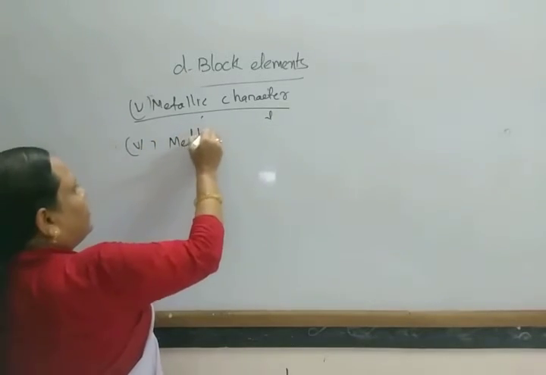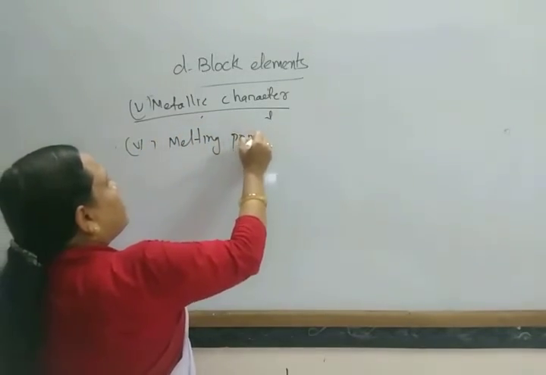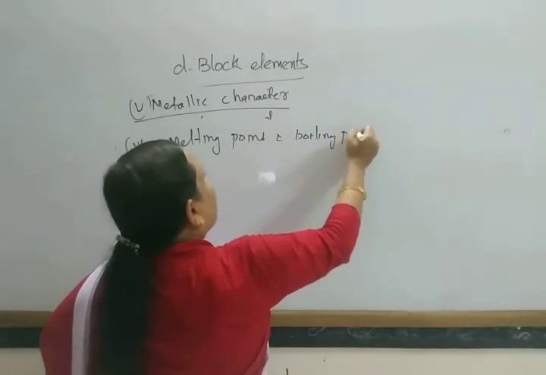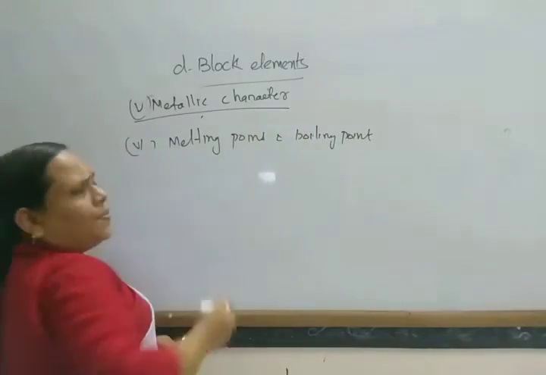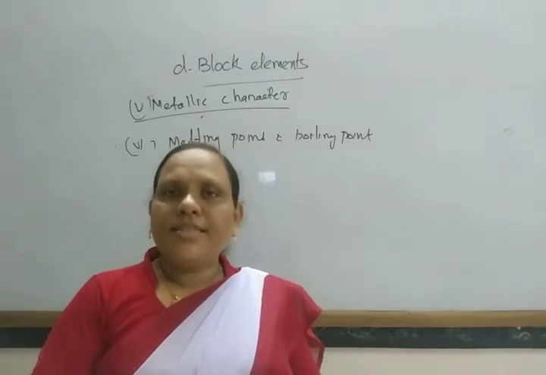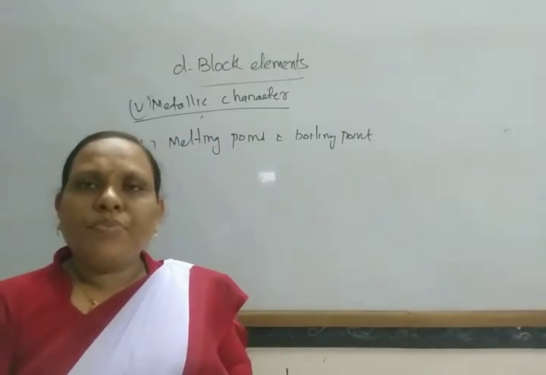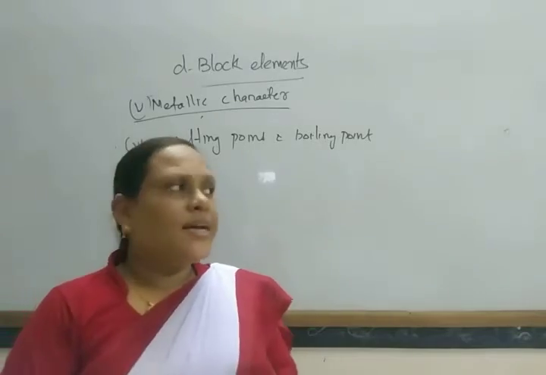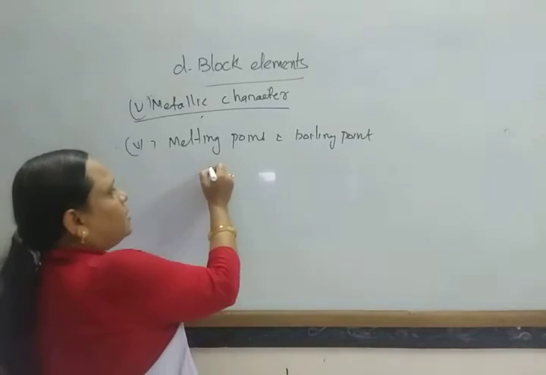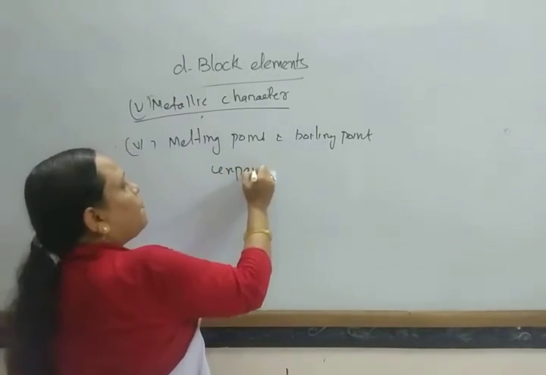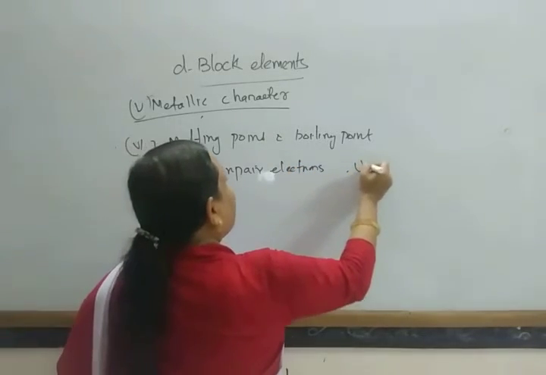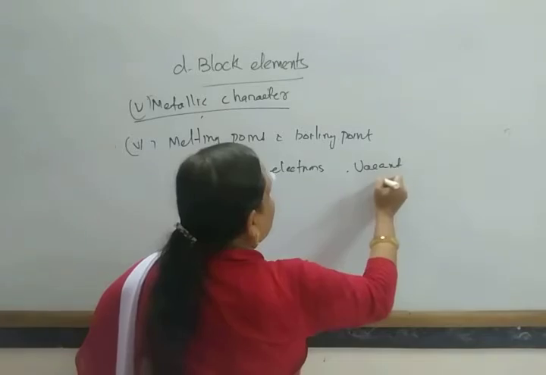Melting point and boiling point. As these elements exhibit metallic character and strong metallic bonds, their melting point and boiling point increase. This melting point and boiling point also depends on the number of unpaired electrons and vacant outer orbitals.